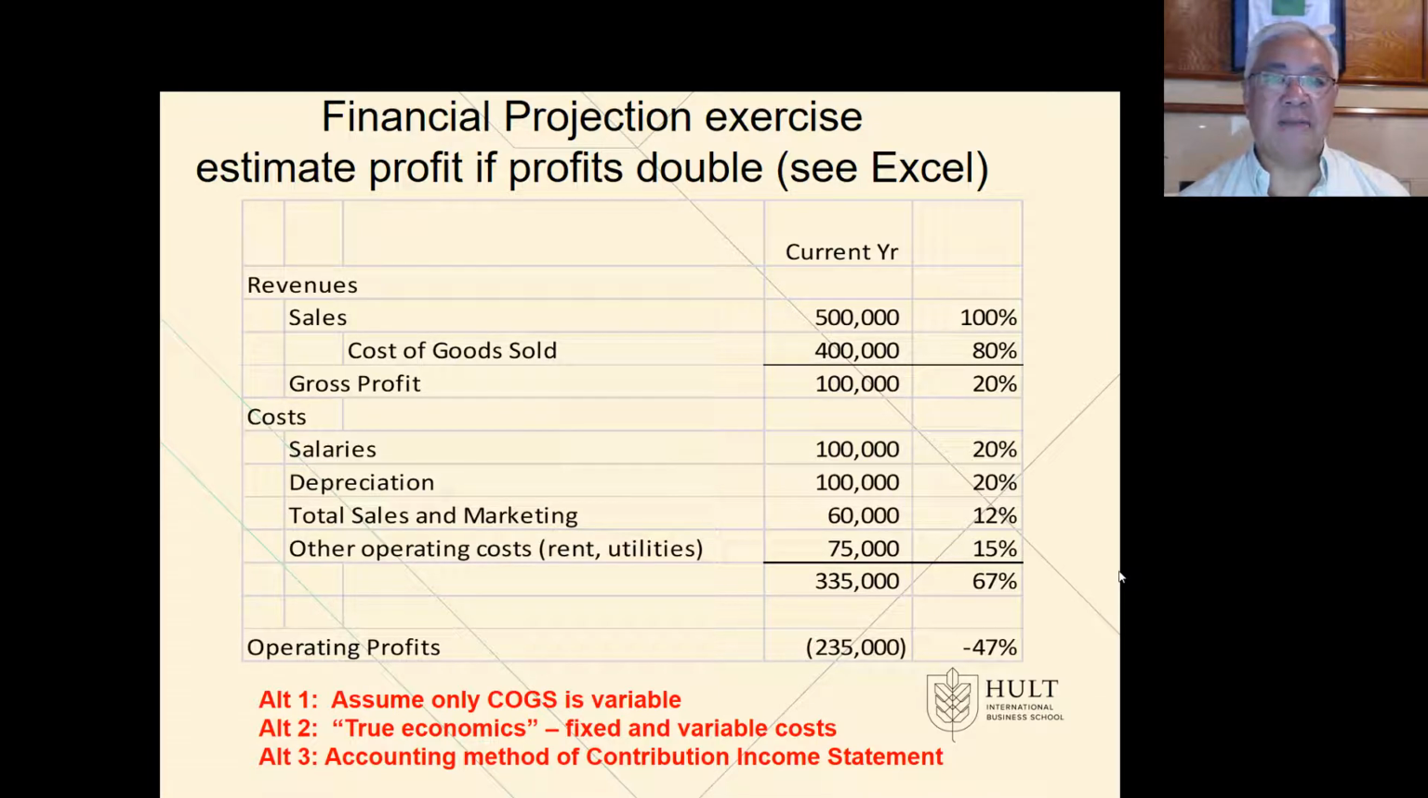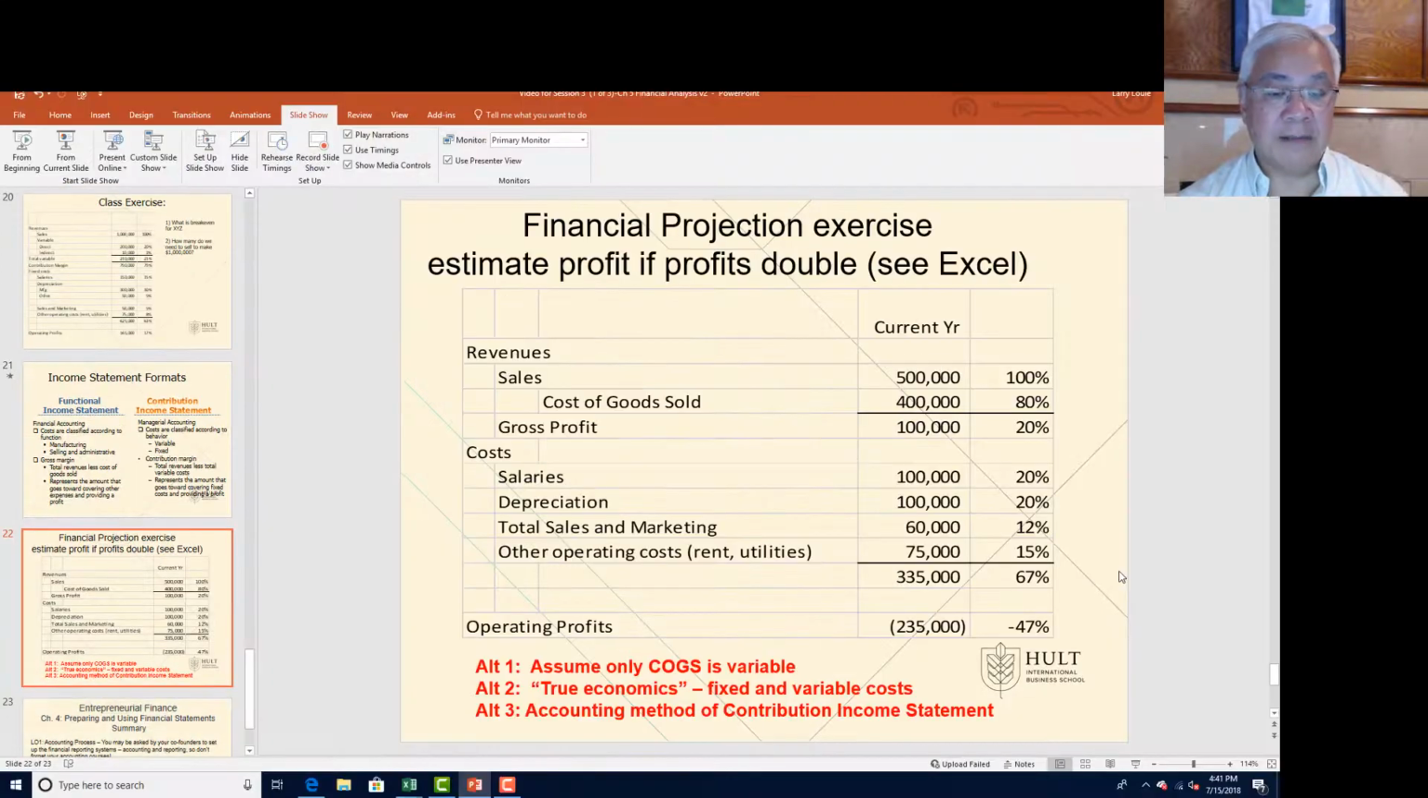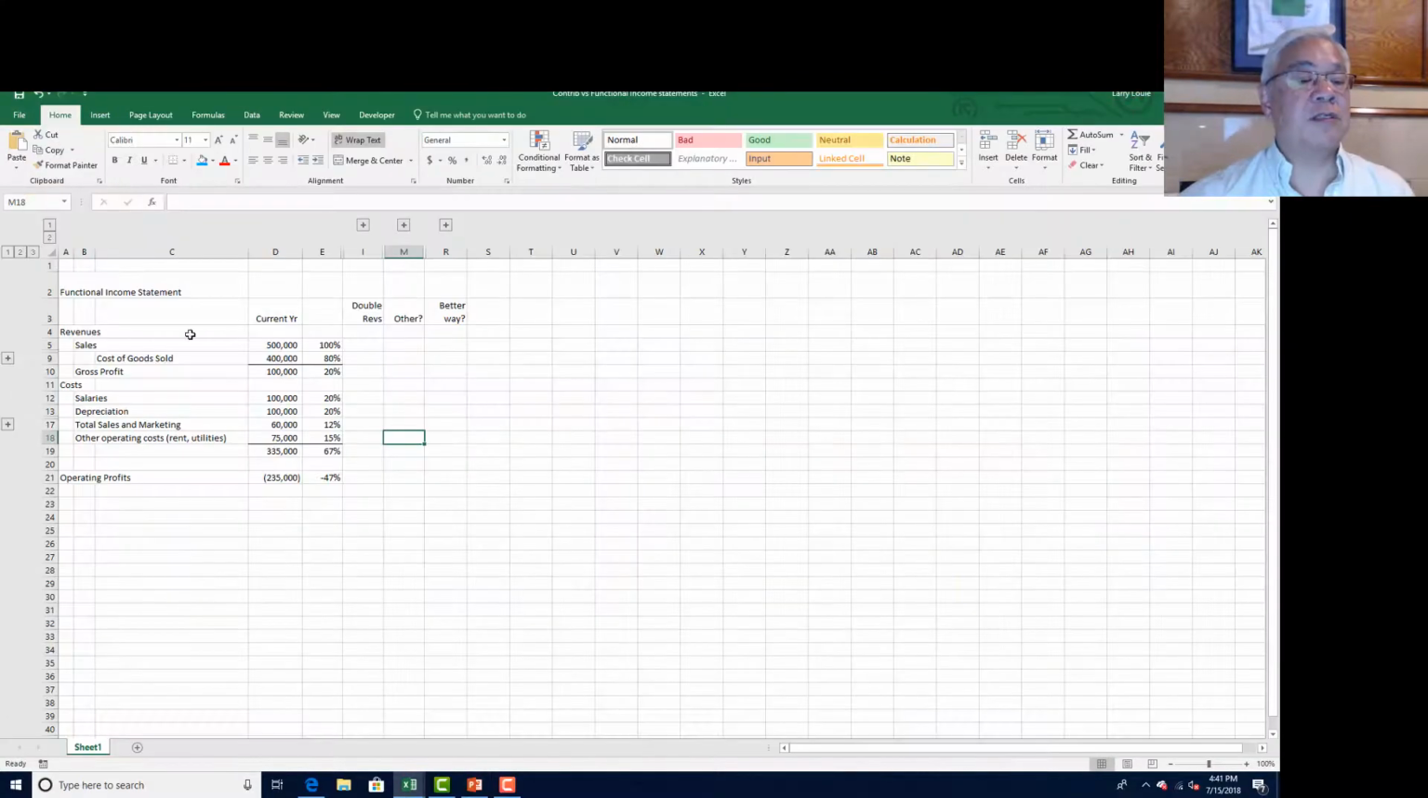Second is, let's get to true economics. If we dig in really deeply and see which costs move as our volume doubles, then we can get to the economic truth. And then the third: is there an accounting method that would use this as a systematic way to give us the information we were just seeking? All right, so now I'm going to go back to Excel. First, I've just brought it into Excel so we can work with it.